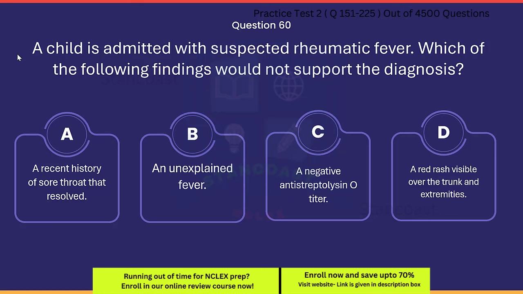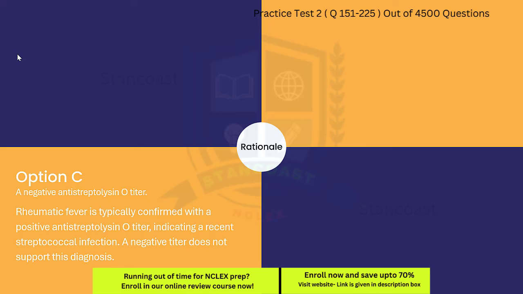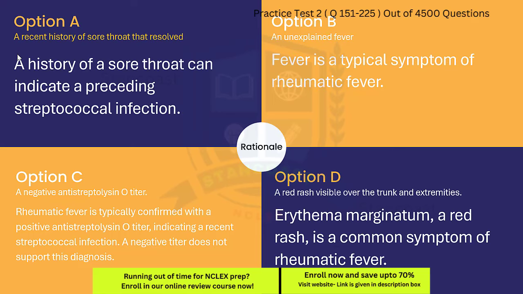The correct answer is C. A negative anti-streptolysin O titer. Rheumatic fever is typically confirmed with a positive anti-streptolysin O titer, indicating a recent streptococcal infection. A history of sore throat, fever, and a red rash are common symptoms.